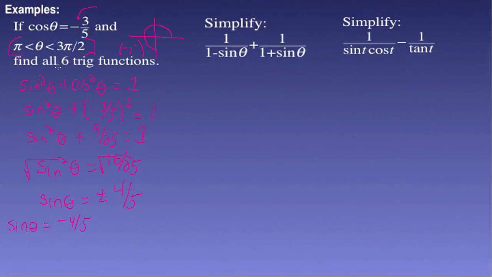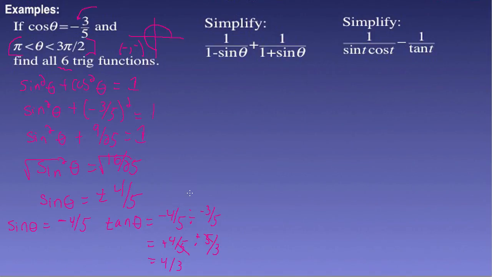The question said find all 6. I already know 2. Cosine is -3/5. Sine is -4/5. Tangent theta is defined as y over x, or sine over cosine, so I have -4/5 divided by -3/5. That's the same thing as -4/5 times -5/3. The 5 in the denominator cancels with the 5 in the numerator. The two negatives cancel and become positive, and I have as final answer for tangent 4/3.